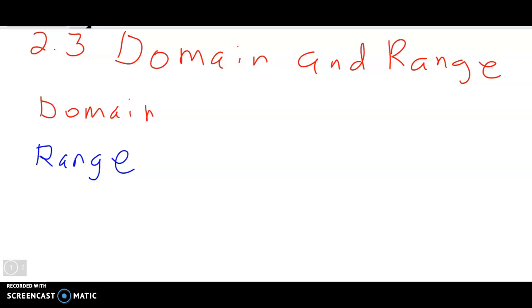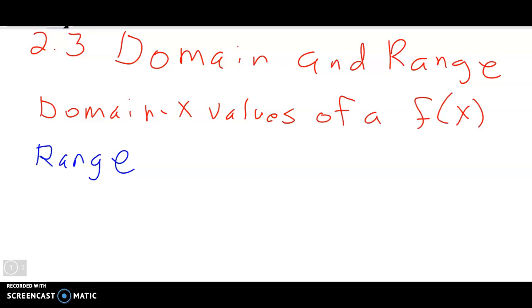Okay, today we're going to talk about lesson 2.3, domain and range. The domain is the x values of a function. The range is going to be the y values of the function.